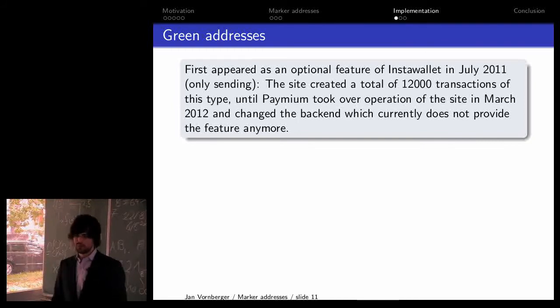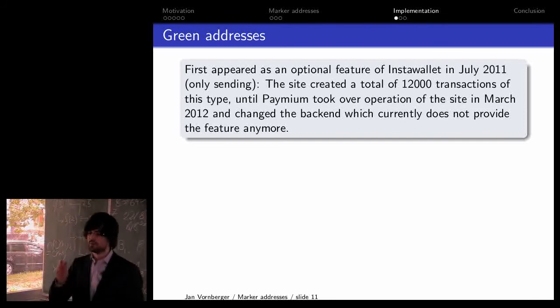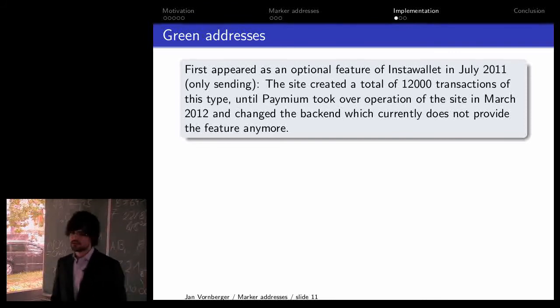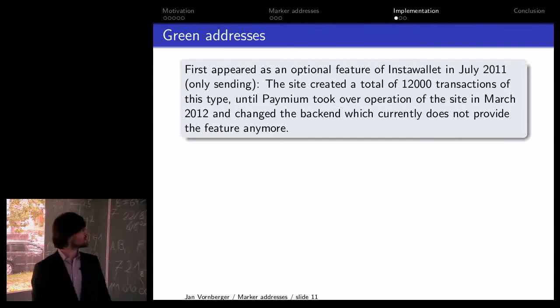And I implemented this idea, marker addresses, back at that point. I called it green addresses as a feature. I implemented it back then, and it was an extra option that you could use on the website. So you could send Bitcoins, and you could say, please identify that this transaction comes from InstaWallet. And the system actually processed 12,000 of these transactions during the time that this feature was active.